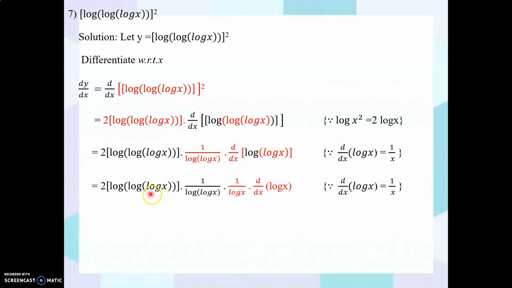In the next step, you can write the derivative of log x as 1 upon log x into the derivative of log x. So next step, the derivative of log x is 1 upon x, remaining terms adjusted. So 2 into log of log x upon log x into log x is written over here, and the derivative of log x is written here. So adjusting, you are getting 2 into log of log x upon x into log x into log x. This is the final answer.